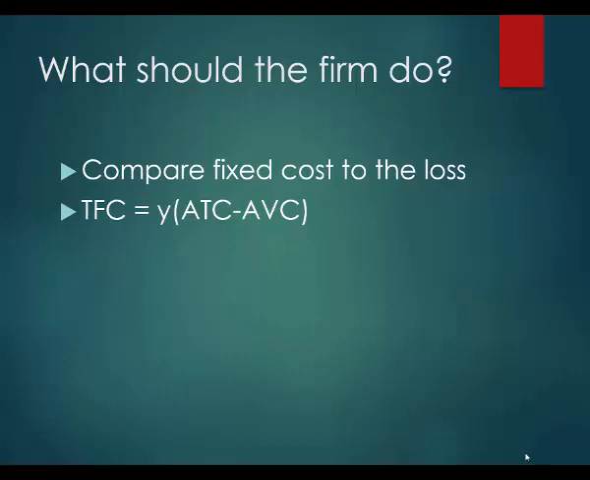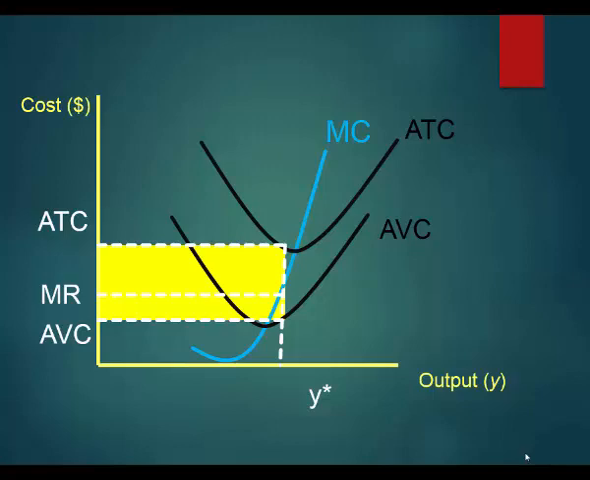So let's find that on our diagram, and it's this big yellow rectangle here. Wow, that sure is a hard color to look at, isn't it? So the height of that rectangle is everything from the ATC down to the AVC, as I've labeled on the left-hand side of the graph, and out all the way to Y star, which is the profit maximizing output.